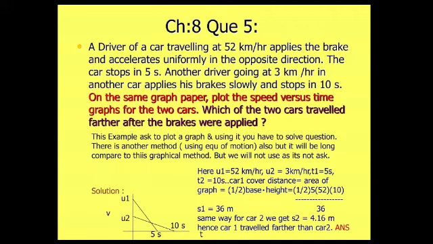For the first car it is 1 by 2 base into height, which is equal to 1 by 2 into 5 into 52 into 10 by 36. So s1 is equal to 36 meter. For the second car we get s is equal to 1 by 2 base into height, and here we get the 4.16 meter answer when you simplify these values. So in this way we get the distance the car traveled in the given time interval.